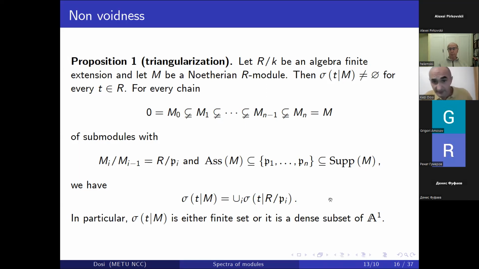So you can do some derivation from here. Spectrum is either a finite set or it's a dense subset of A1. The two possibilities for spectrum: either finite or dense subset of A1. Look, that's one way. It's much better than nothing, right? Spectrum is not empty, so you can calculate it using the gaps.